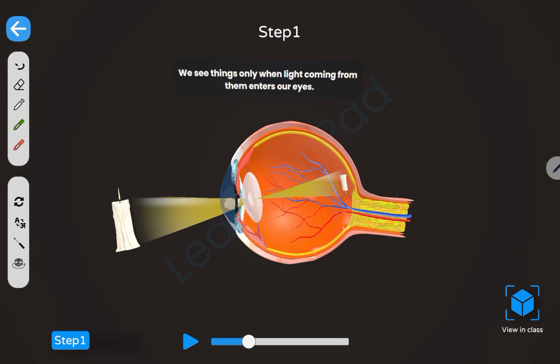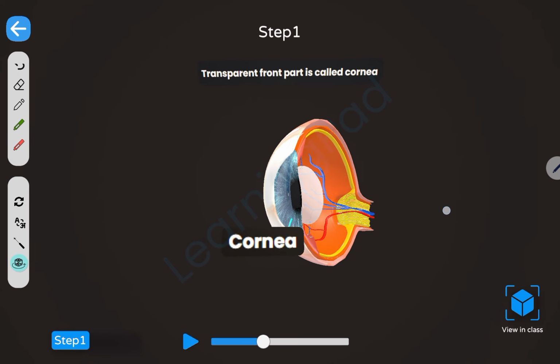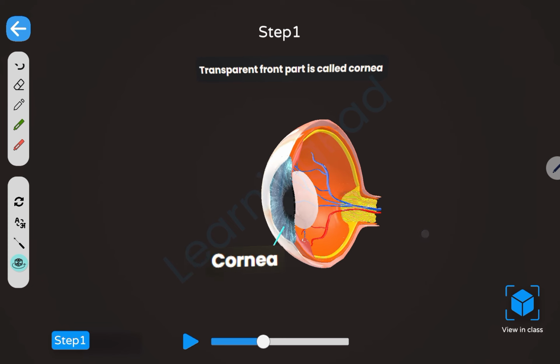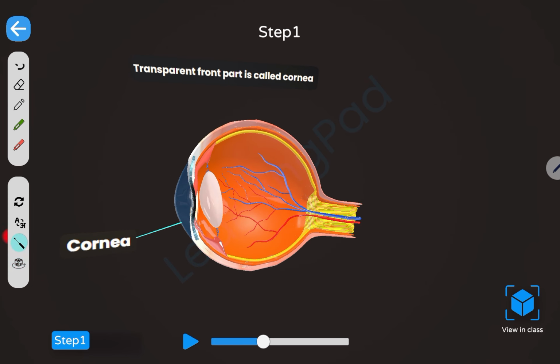Now let us see each and every part of the eye. The first part is the transparent front part, that is the cornea. Cornea is a transparent structure. As it is transparent, we are able to see the pupil and the iris. See, clearly it is visible, right? This is the cornea. It is a transparent part, and beyond this, the outer coat of the eye is white in color and it is so tough that it can protect the interior of the eye. So the transparent front part of the eye is called the cornea.